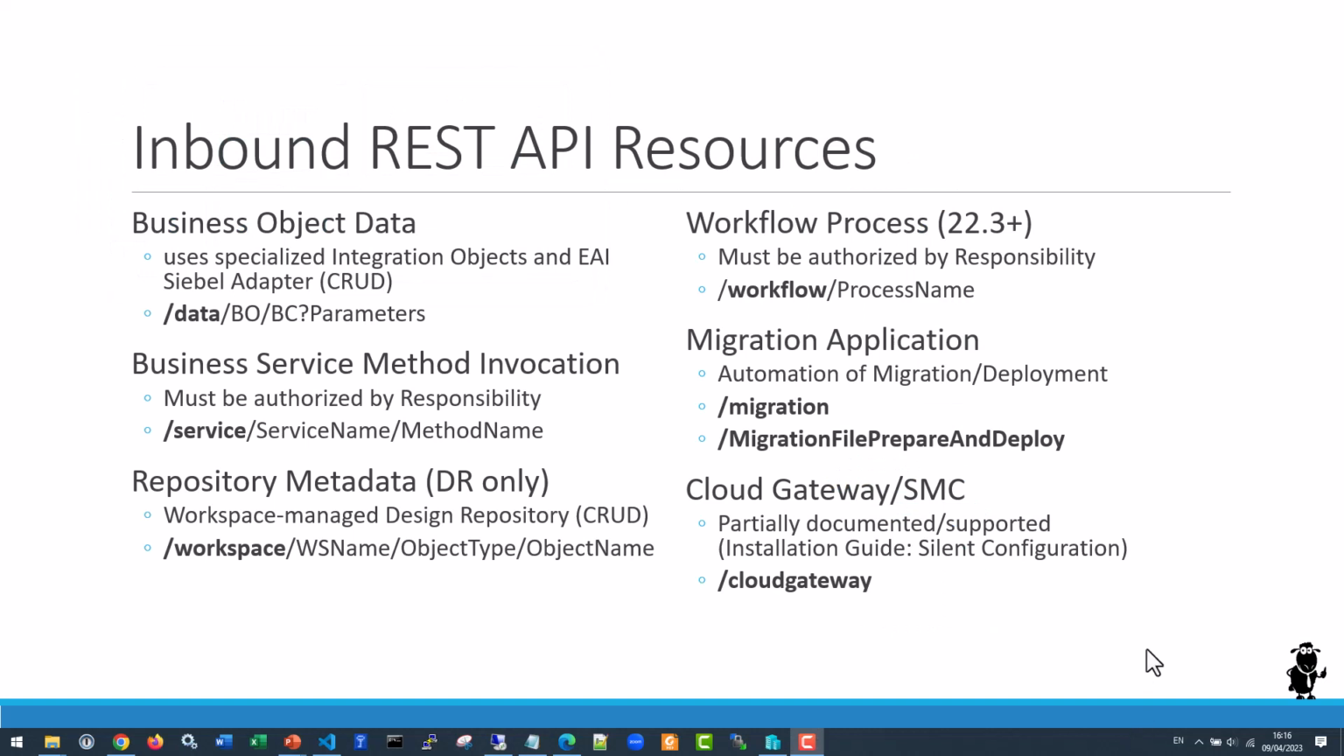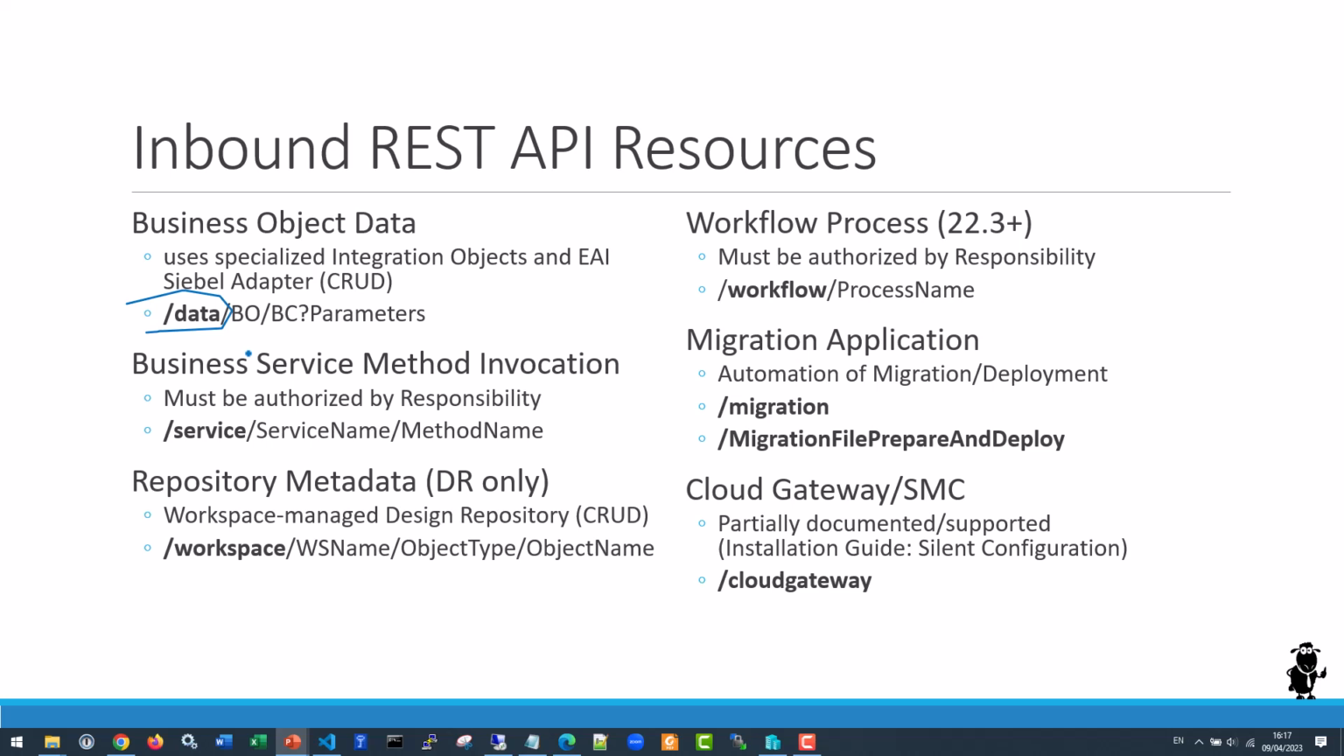Now let's rehearse a little bit the available resources for the Siebel Inbound REST API. So this is of course covered in great detail in the REST module of the Siebel 23 Plus workshop. Check out the link in the description. And we can of course call the data API, /data, that would be. And that would mean we would need a standard integration object, and that would use the EAI Siebel adapter for the query internally.